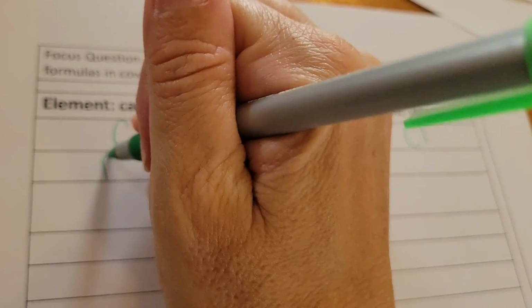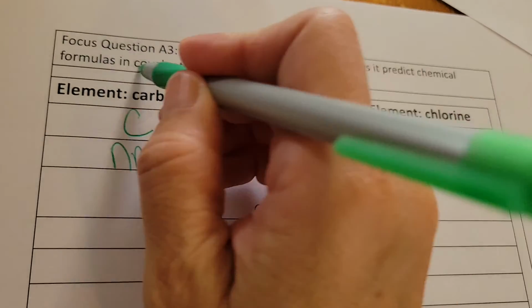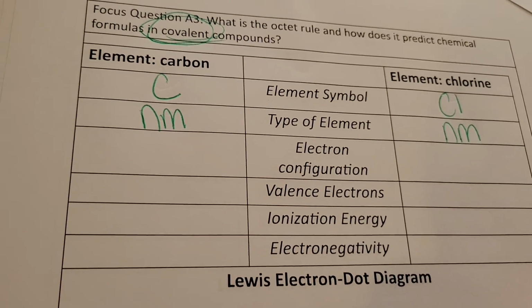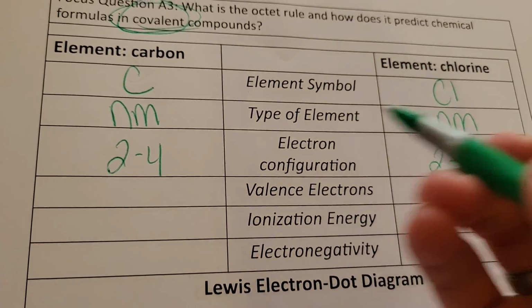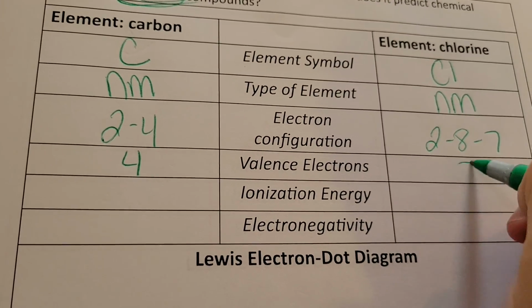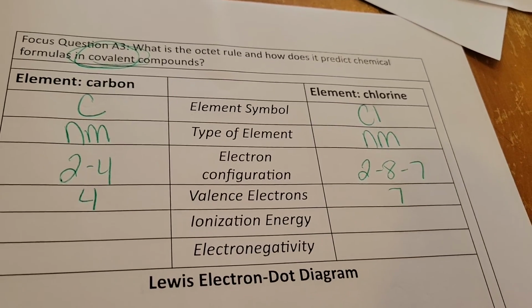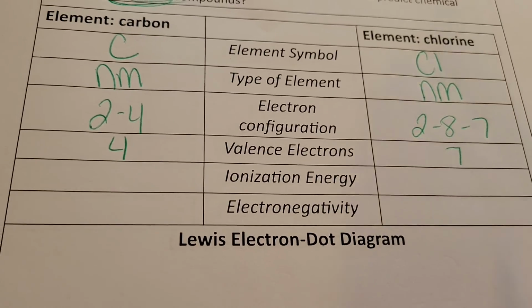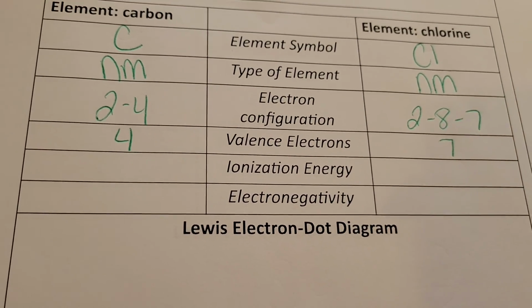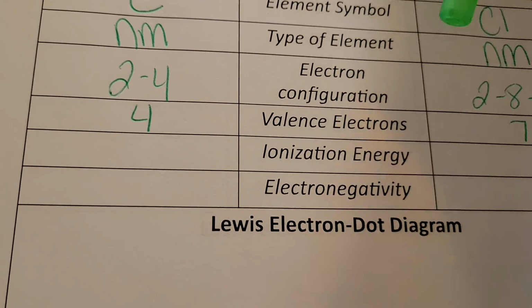We know that carbon is a nonmetal, chlorine is a nonmetal, so that tells us that we're going to have covalent. Electron configuration is 2-4 for carbon, chlorine is 2-8-7. So we have 4 valence electrons and we have 7 valence electrons. I actually forgot to look up the ionization energy and electronegativity, but we're going to skip and just go to making the diagrams. Oh, actually, we already looked those up. That's why I didn't have them again.